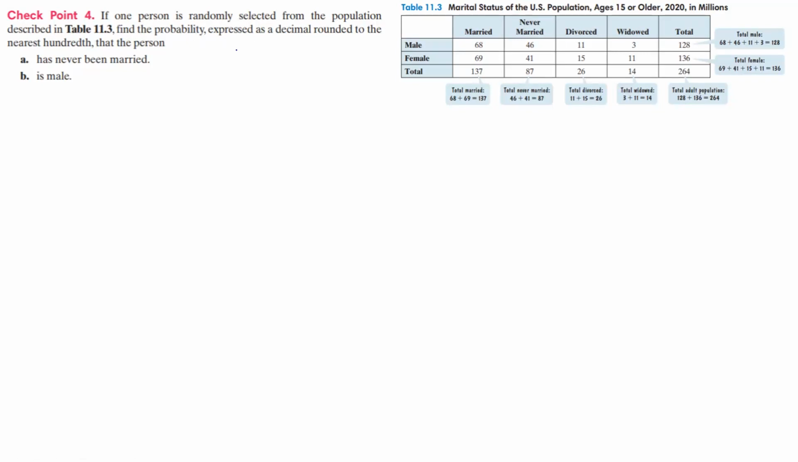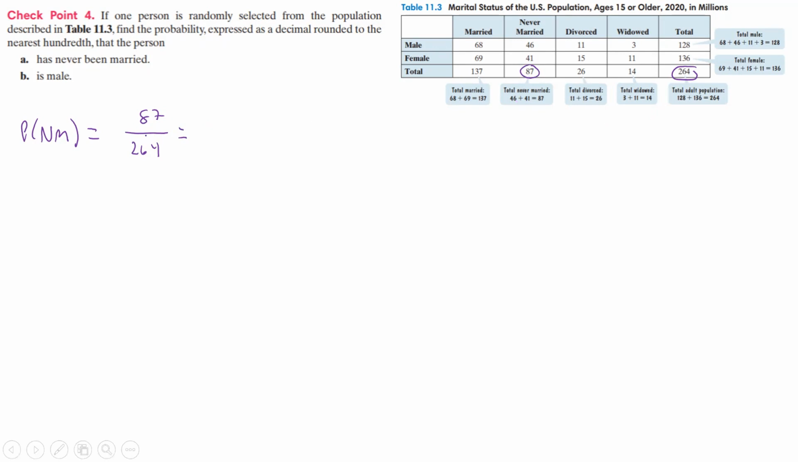Okay. So it says if one person is randomly selected from the population described in this table, find the probability, expressed as a decimal rounded to the nearest hundredth, to 2 decimal places, that the person has never been married. All right, so the probability of never married. Never married, there are 87 of those people out of the total of 264. So now we just take 87 divided by 264.